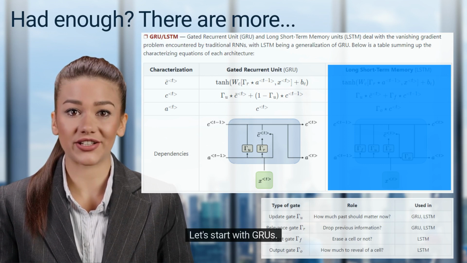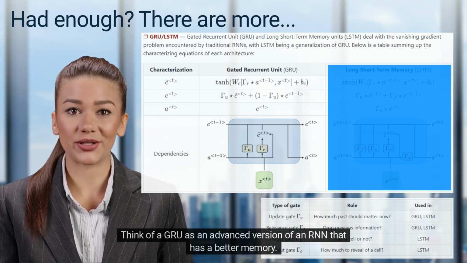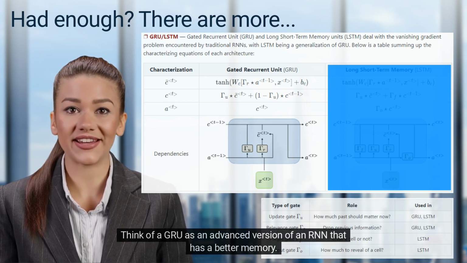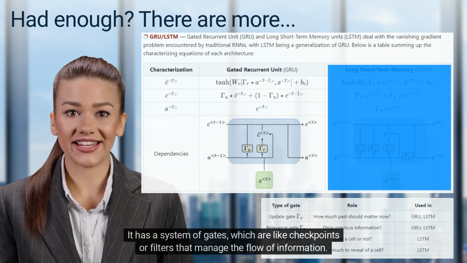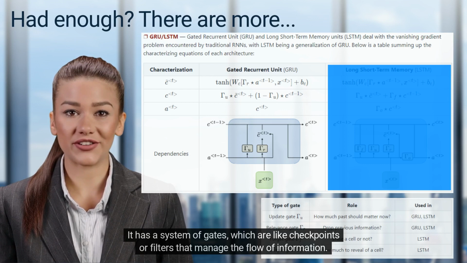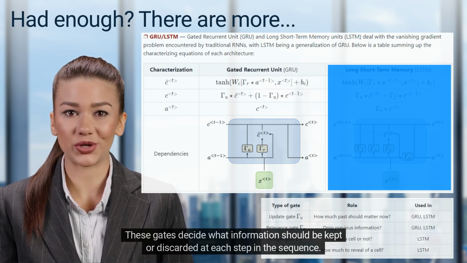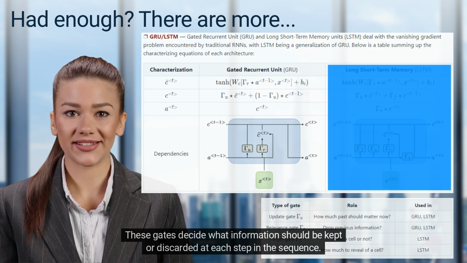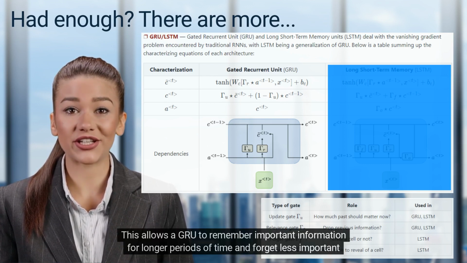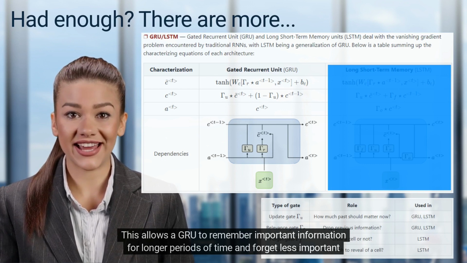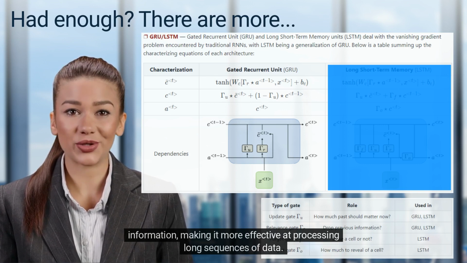Let's start with GRUs. Think of a GRU as an advanced version of an RNN that has a better memory. It has a system of gates, which are like checkpoints or filters that manage the flow of information. These gates decide what information should be kept or discarded at each step in the sequence. This allows a GRU to remember important information for longer periods of time and forget less important information, making it more effective at processing long sequences of data.